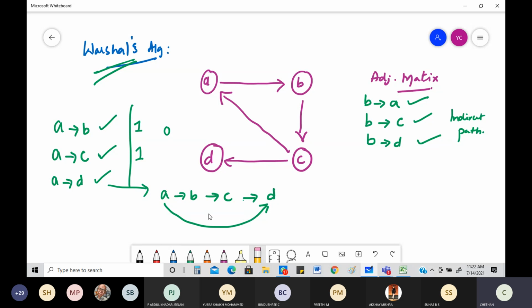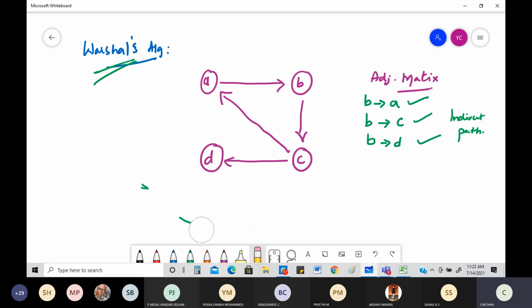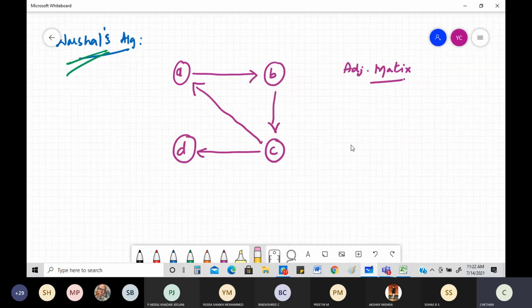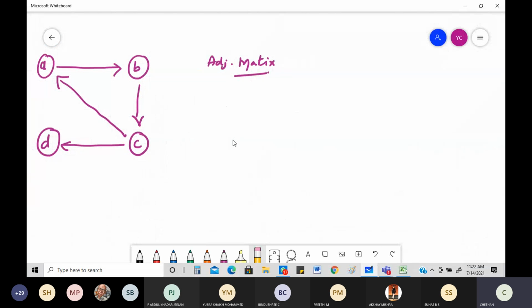Okay, so let me go back to figure out what we are trying to do. Now you got to know what all the things are here. I told you very clearly that our input is nothing but my adjacency matrix. So can I write an adjacency matrix for this graph? Yes, I can easily write it. Very simple. Wherever there is a direct path, I'm going to write 1. Wherever there is no direct path, I'm going to write 0. That's all. If it is connected, 1. If it is not connected, 0.